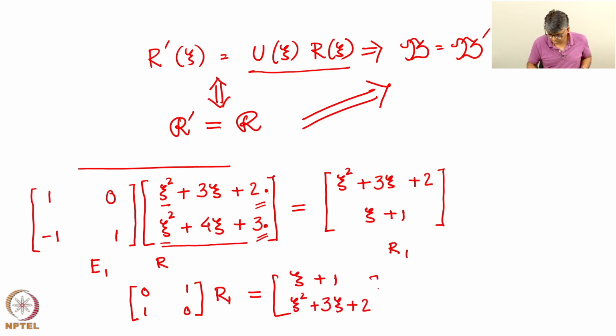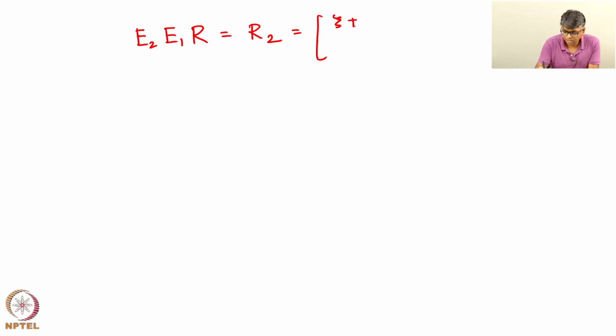Why do I do that? Because I want my first entry to have a smaller degree than the second entry. Okay. And now I do the following. So, this is my E2. So, I keep track of what is happening. I have E2 times E1 times R equals R2. What is R2? R2 is xi plus 1 and xi squared plus 3 xi plus 2.